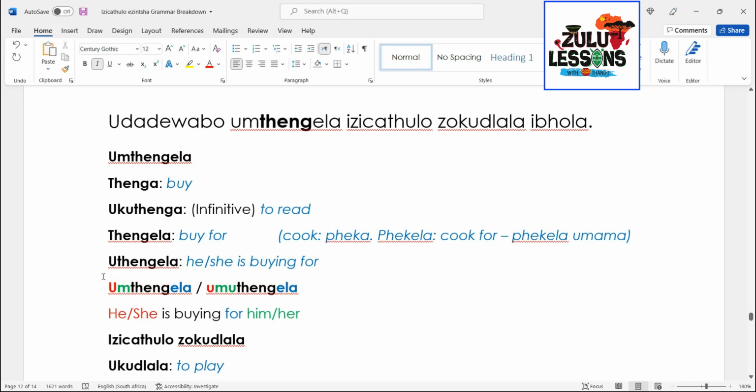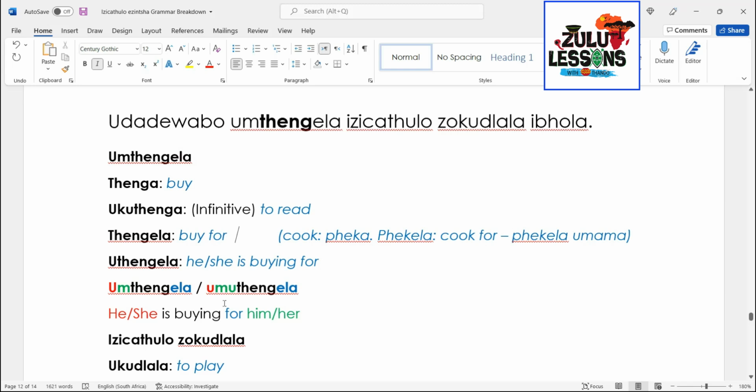Uthengela, he or she is buying for. If we were talking about the sister here and we say usisi uthengela umfowabo izicathulo, the sister is buying shoes for her brother, right? Now we are talking about the sister and the brother here. Remember, our main character is Usipho. So udadewabo umthengela izicathulo.